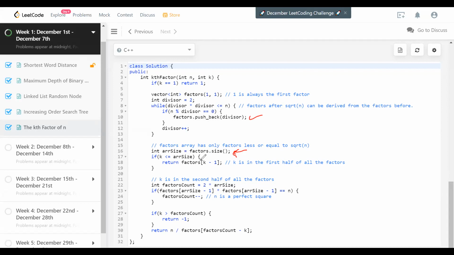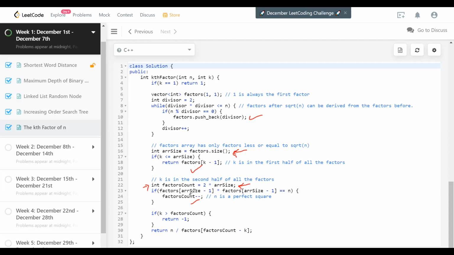If k is less than or equal to the array size, we already have the answer in the array itself, so I'm going to return. Otherwise, if I come down here to line number 22, that means k is definitely more than the array size. Now we know the number of factors. So I'd start with the number of factors as twice the array size. But if n is a perfect square, the number of factors is going to be one less than that, because the one in the middle is going to repeat, right? So that's why I'm going to reduce by 1 if n is a perfect square.